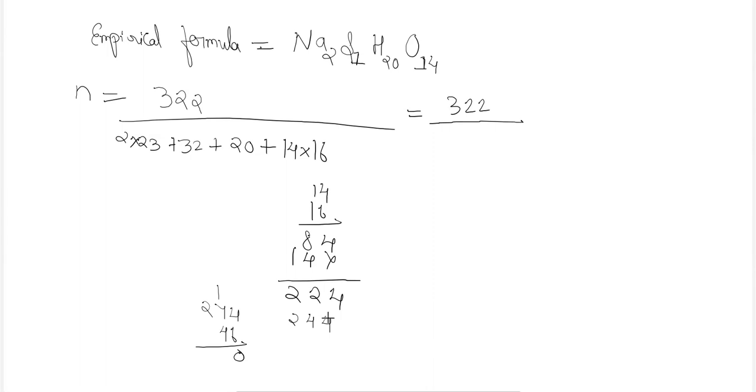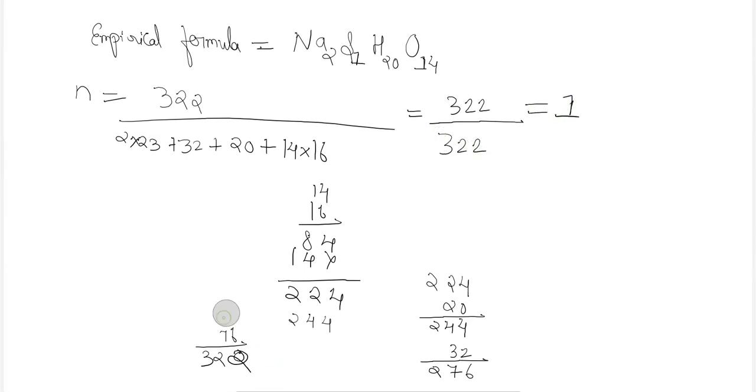46 is there, here also 46. So 224 plus 20 is 244, plus 32 is 276, 276 plus 46 is 322. So the n value is 1. Value of n is 1 here.